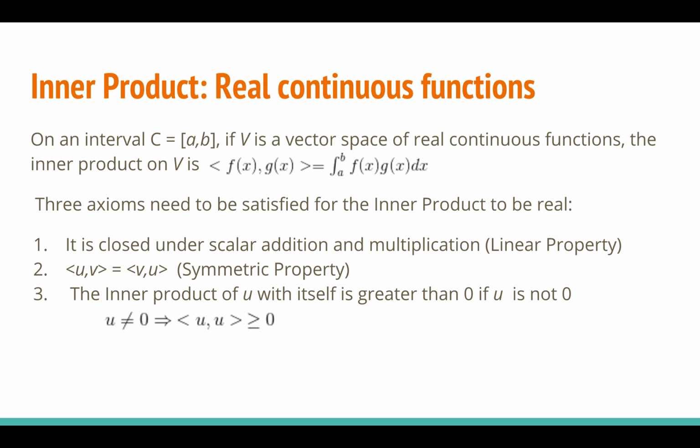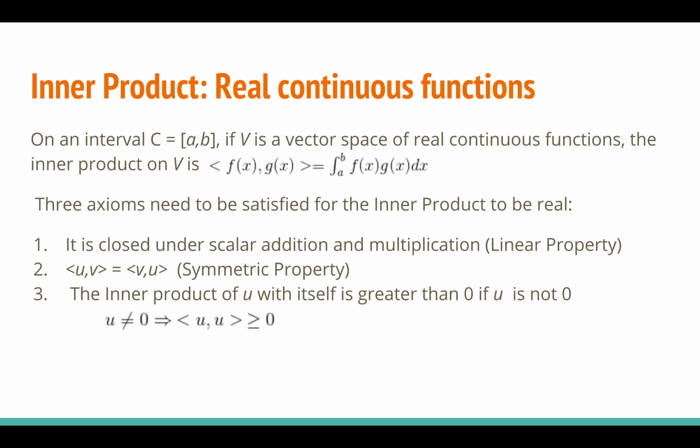And the next part of the inner products we'll be covering is real continuous functions. So it's pretty much the same, except instead of numbers this time, you are using functions of x, t, it doesn't matter what the variable is, as long as it's something you can integrate. So on an interval from a to b, if V is a vector space of real continuous functions, then the inner product of f(x) and g(x) is the integral from a to b of f(x) times g(x) dx.